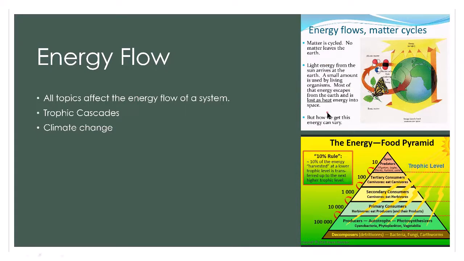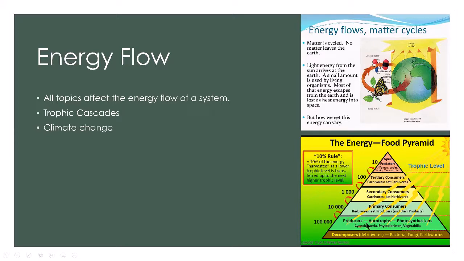Most of the time, it starts at the bottom with producers, which absorb sunlight and perform photosynthesis, and then they pass that energy up the food pyramid. Only about 10% of that energy is passed up because most of it is lost as heat. And so let's say you have something that is taking out one level of this energy pyramid. Let's say there are too many wolves, or too many top predators. And so they overconsume the primary consumers.